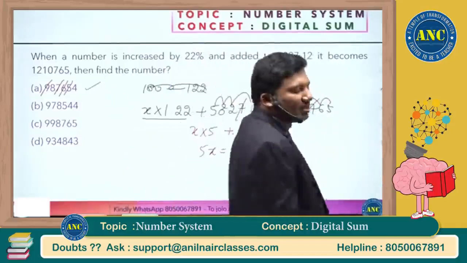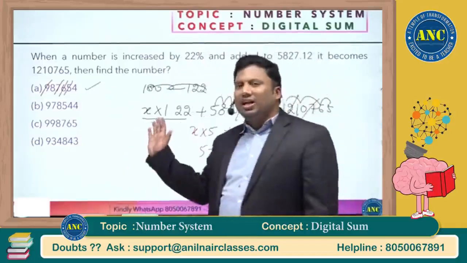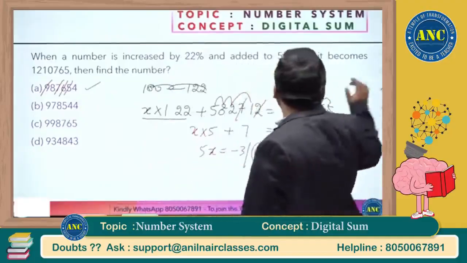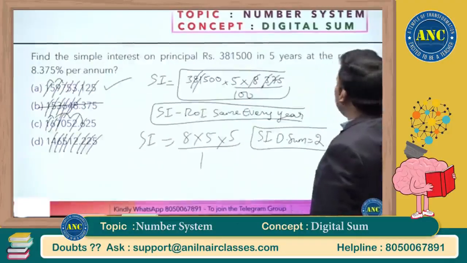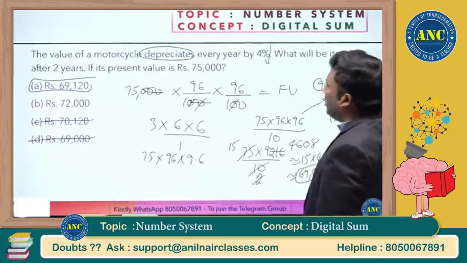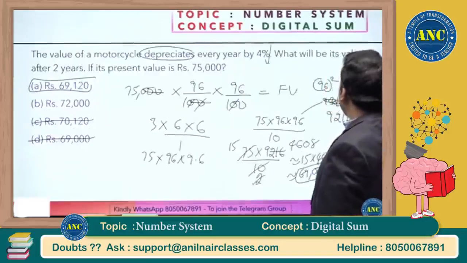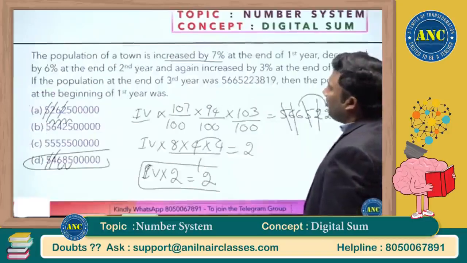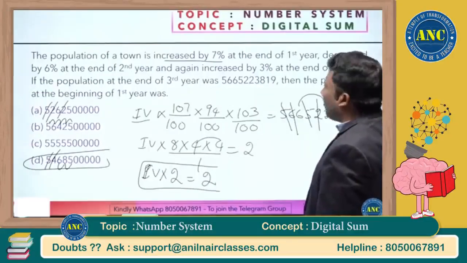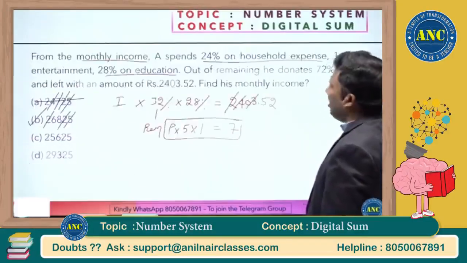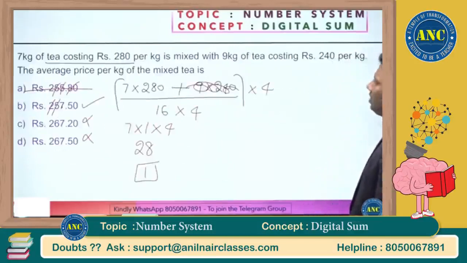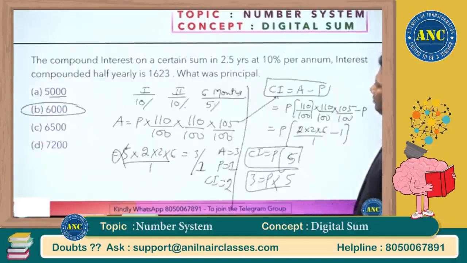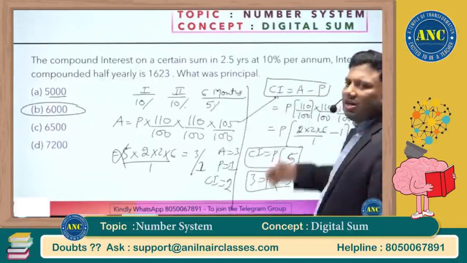1 plus 5, 6. Somebody has sent this question as a doubt. Even this question, this is not the doubt. This is a very easy question. These can also be done by using speed calculation, by using digital sum. These are taken from previous year papers. This is a ratio based question. This is from weighted average. This is the doubt which was asked.